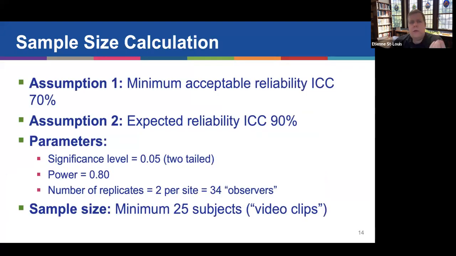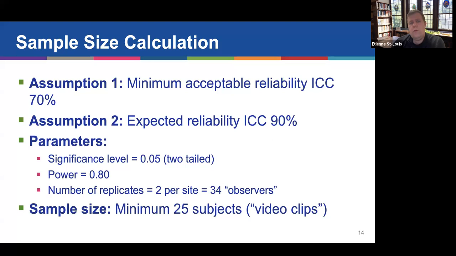So how do we calculate sample size for a study like this? Well, you have to put in a few assumptions. Assumption 1 is, what is the minimum acceptable reliability for ICC for what we're measuring, which is our grade. We decided that we would use a minimum acceptable reliability of 70%, which is considered more than adequate, but sort of not very good. So it's kind of somewhere in the good range.